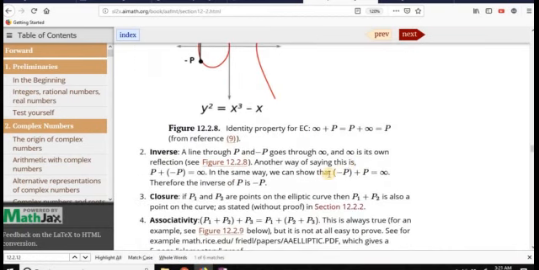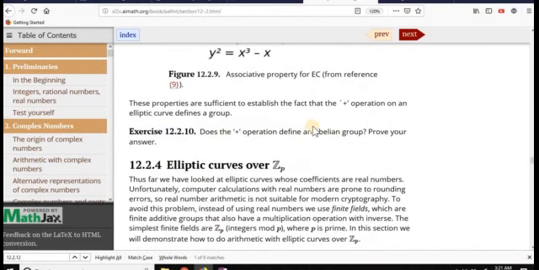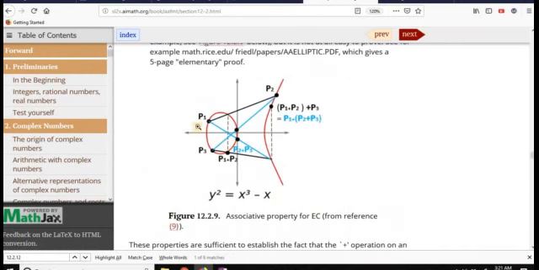Then, let's see. So we go through the group properties. So we have a group. And then the question is, is it an abelian group? I'll let you think about that. So abelian means, does it matter if I take P1 plus P2, is that going to give me a different result from P2 plus P1?